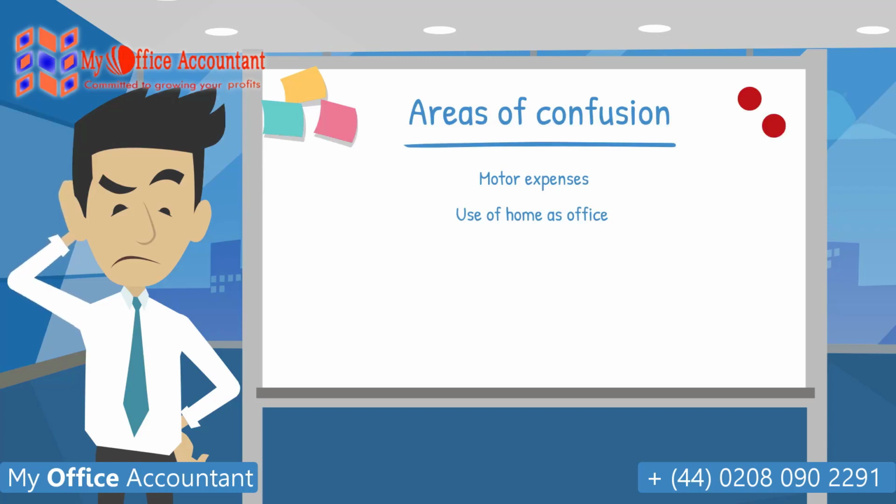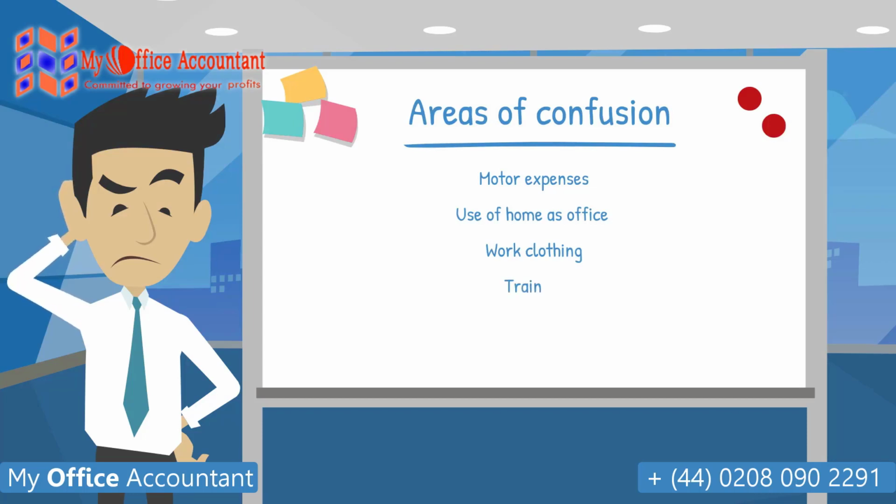The general rule for work clothing is that if it can be worn outside of work, then it's not allowable. This means that usually only clothes such as uniforms and protective clothing can be claimed. So unfortunately, you won't be able to claim that fancy new suit you've just bought.